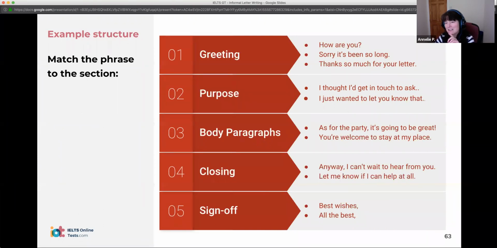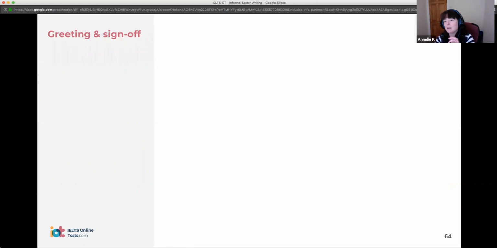Okay, very good. Closing. Just a nice general sentence to finish off the letter. And if you have a look at that, that's all informal language that we're using there. So just make sure that you divide up your letter into those different parts and make the difference between the parts very clear. I would always leave one line blank between each part. So let's look a little bit more closely at the greeting and the sign off.